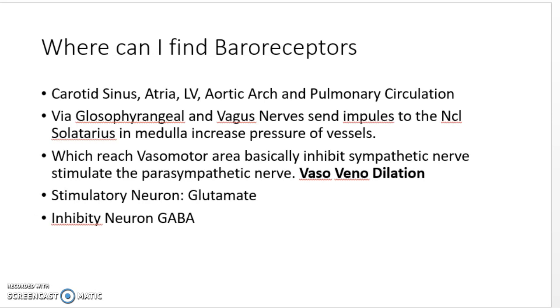And over here, what do they cause? Well, they cause stimulation of the parasympathetic system to cause vasodilation, but they cause inhibition of sympathetic nerves. In addition to that, they have stimulatory or excitatory neurons that use glutamate, and inhibitory neurons that use GABA.